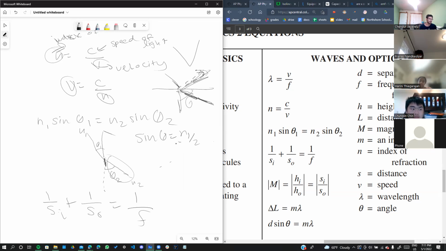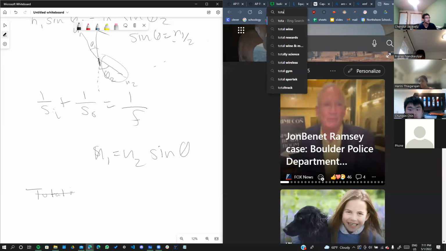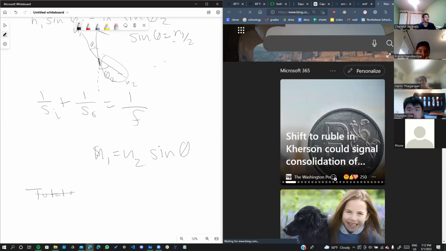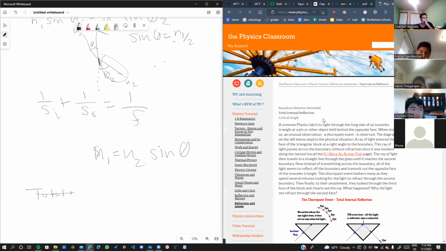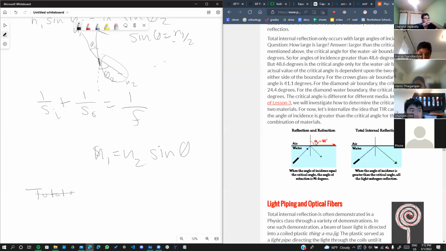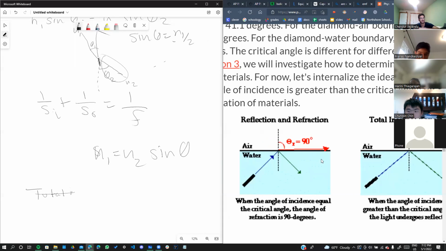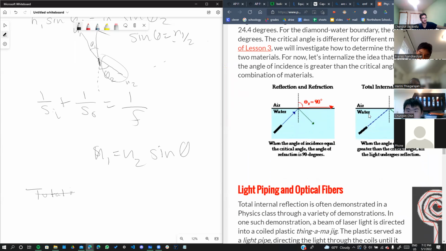Wait, what was that called? Total internal reflection. So let's just search it up. I think that's just the theta 1 is 90, probably. Physics tutorial. It's when none of it escapes. Oh, angle of incidence, critical angle. Okay, I see.